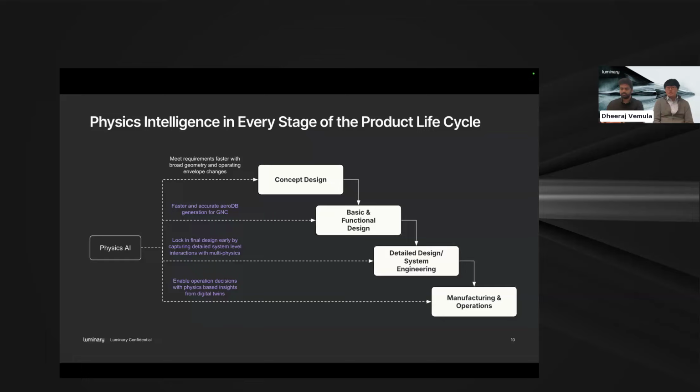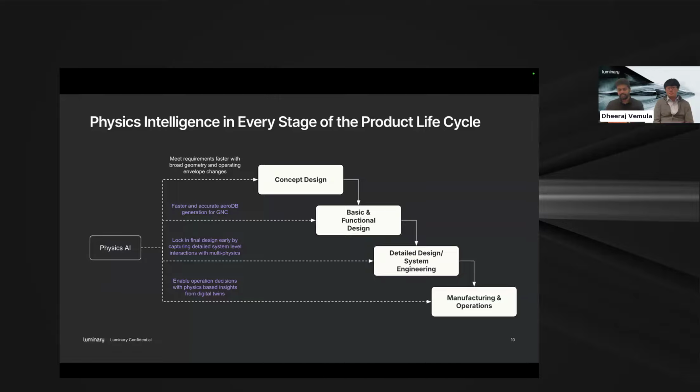So physics AI offers value in the sense that you can either replace the AeroDB with a fast and high fidelity accurate physics AI model, or use a physics AI model to quickly generate your AeroDB without having to run the full fidelity simulation.